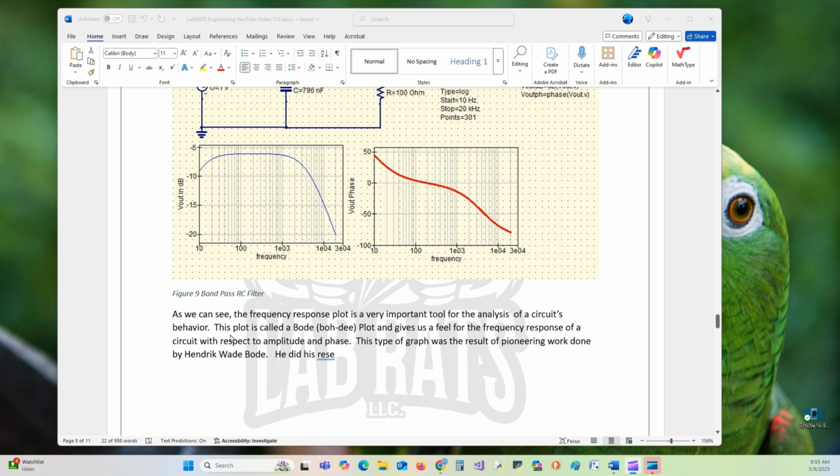And that's that. So as you can see, the frequency response plot is a very important tool for the analysis of circuit behavior. This plot is called a Bode plot and gives us a feel for the frequency response of a circuit with respect to amplitude and phase. This type of graph was the result of the pioneer work done by Hendrik Wade Bode, and he did his research at Bell Labs. They got left off somehow. Okay, but he worked at Bell Labs.